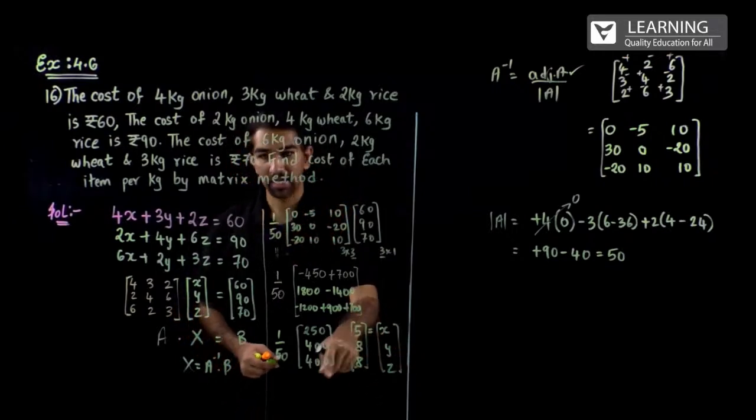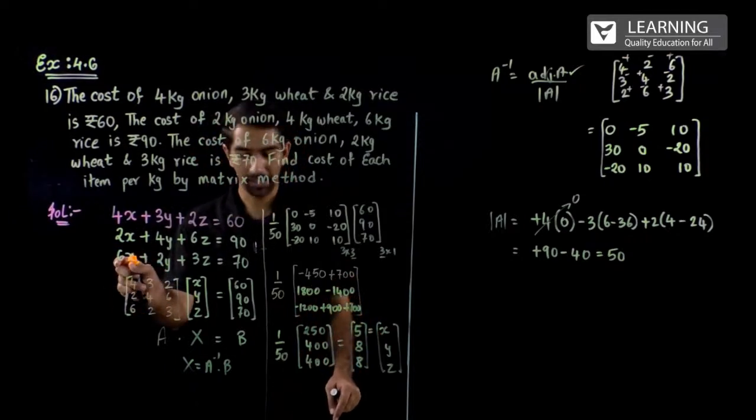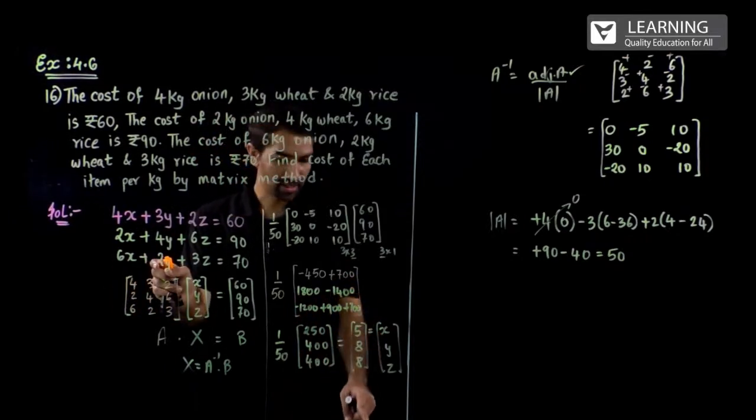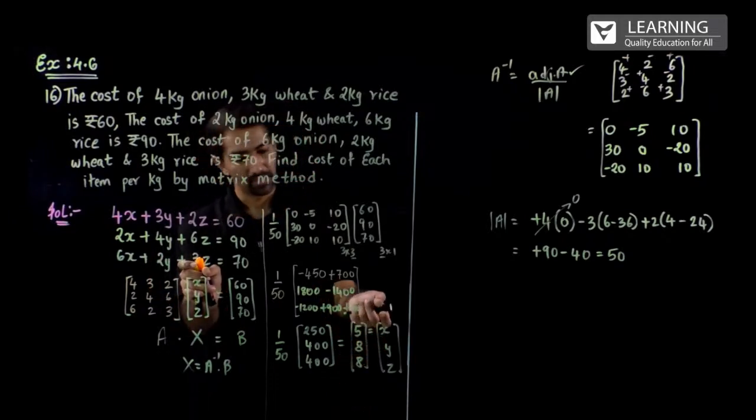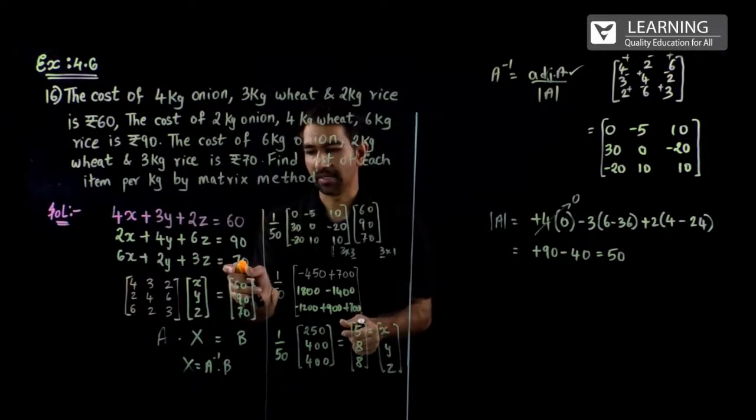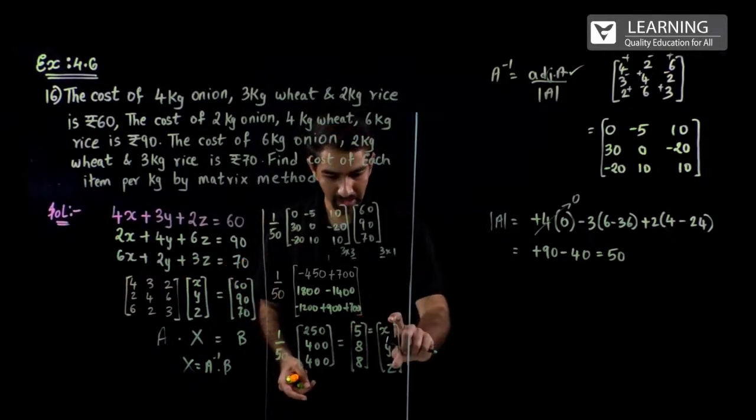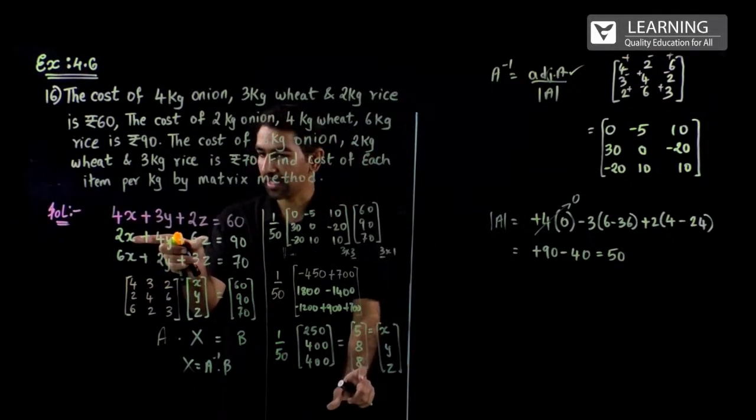Check whether these values are satisfying the equations. So let us put X is equal to 5. So this is becoming 30 plus 16, 46 plus 24. So 46 plus 24 is 70, 50, 60, 70. So these values of x, y and z are satisfying this equation. So similarly these values will also satisfy this and this.